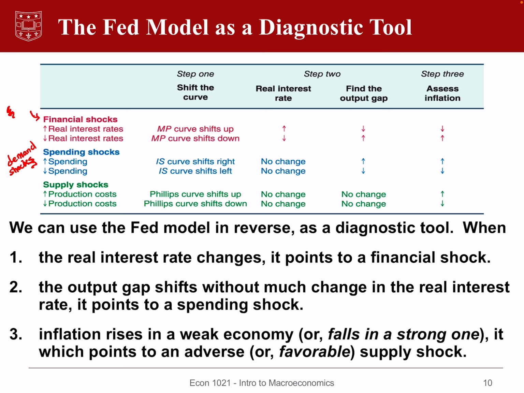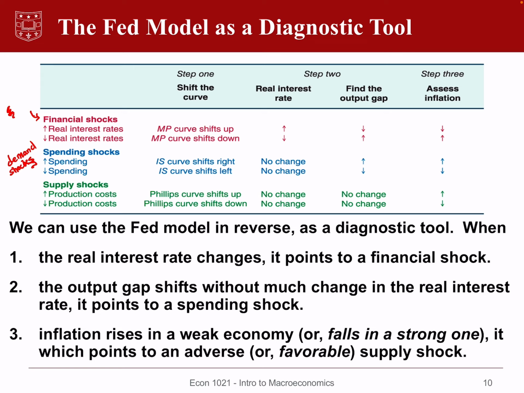And then supply shocks are affecting the Phillips curve. When there is a shift in the Phillips curve, if we repeat the steps, because there's nothing that's happened in the IS-MP framework, then there's no change in the interest rate, there's no change in the output gap, and the only thing that's going to happen is inflation is going to be different from where we started. So that means that we can use the Fed model in reverse as a diagnostic tool.